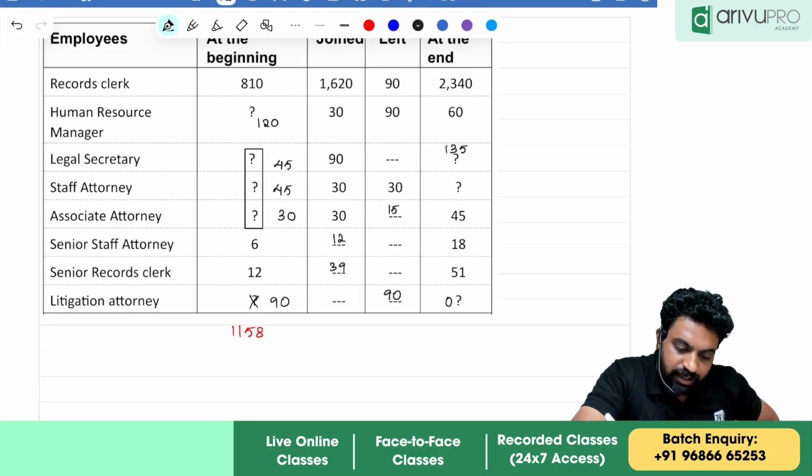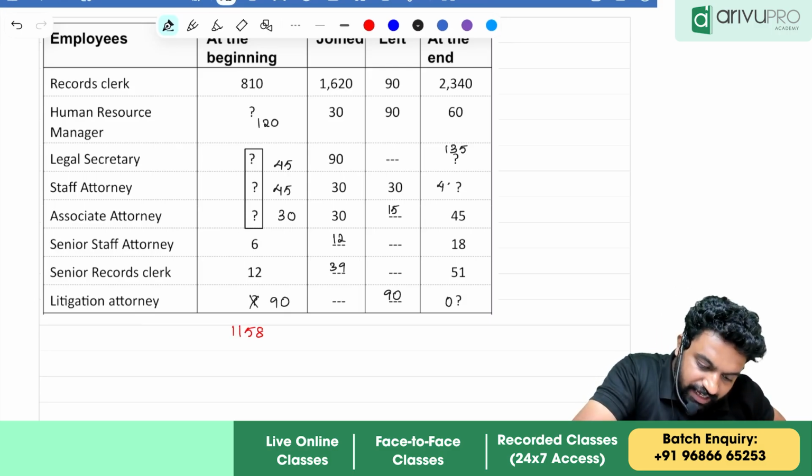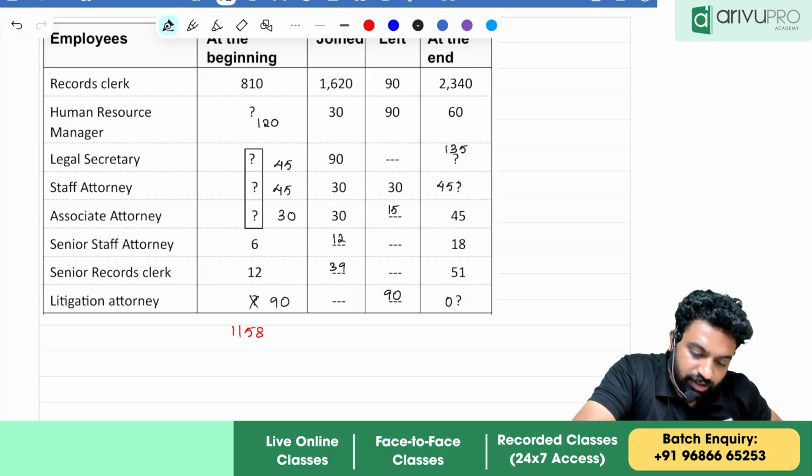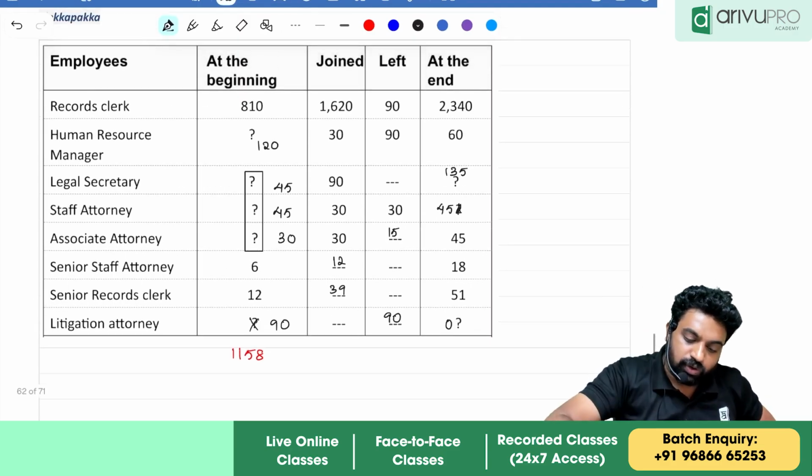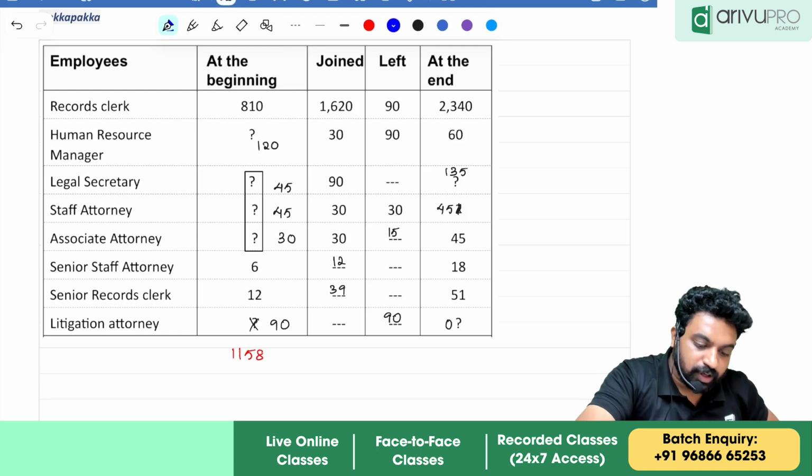Staff attorney 45. 30 left. 30 joined. 45. And this is 0. So now may I know how much is the closing number of employees?